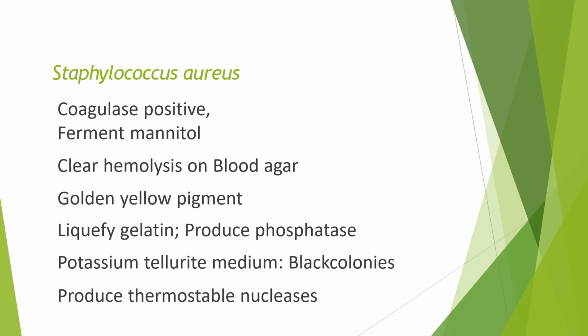Then Staphylococcus aureus is coagulase positive. We classify staphylococci into two groups, coagulase positive and coagulase negative. So aureus is coagulase positive, which is very important, and it can ferment mannitol, and clear hemolysis can be seen on blood agar. It produces golden yellow pigment, and it liquefies gelatin, and it produces phosphatase. On potassium tellurite medium, it forms black colonies. It produces thermostable nucleases also.